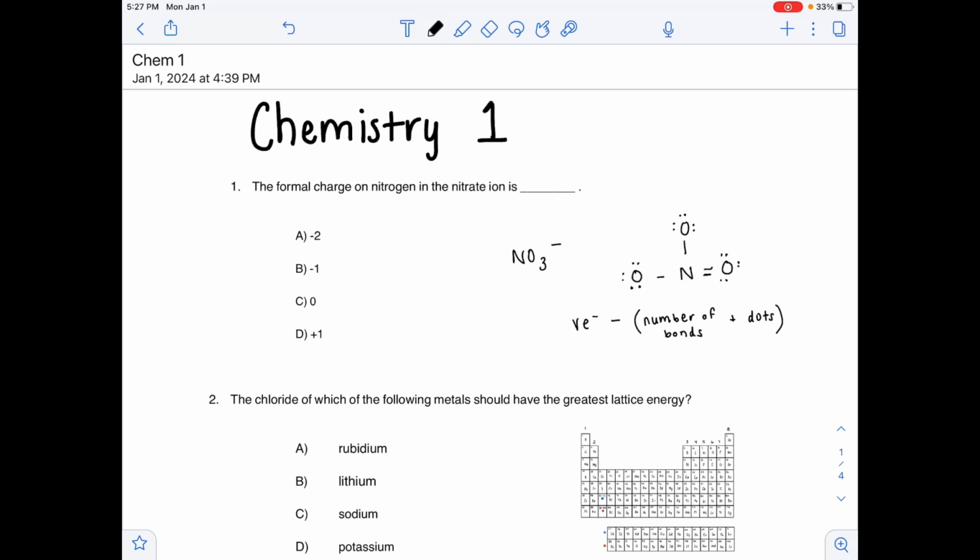So for nitrogen, the number of valence electrons is 5, and you subtract the number of bonds on the nitrogen, which as you can see here is 1, 2, 3, 4. And there are no dots, no lone electrons, so that's 0. So 5 minus 4 gives you plus 1. So the correct answer is going to be D.